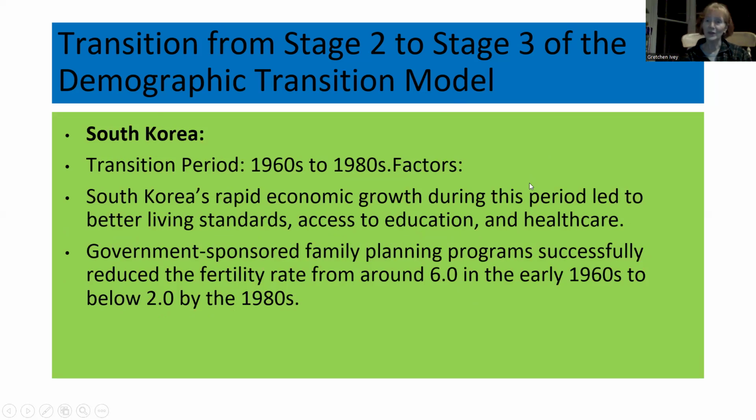South Korea, there's an interesting one. Their transition period from 2 to 3 was the 1960s to the 1980s. South Korea's rapid economic growth during this period led to better living standards and access to education and healthcare. And government-sponsored family planning programs successfully reduced fertility rates from about 6.0 per woman in the early 1960s to 2.0 by the 1980s.